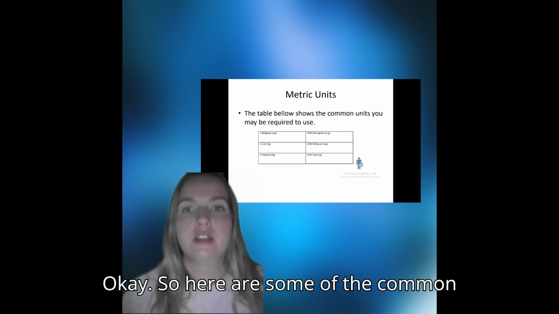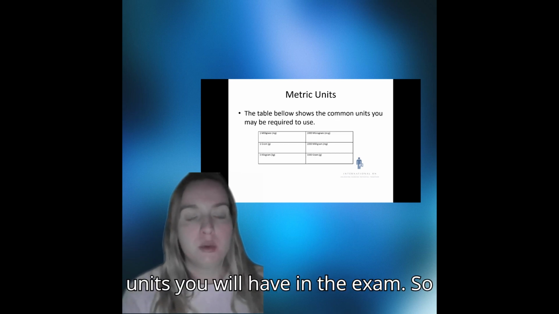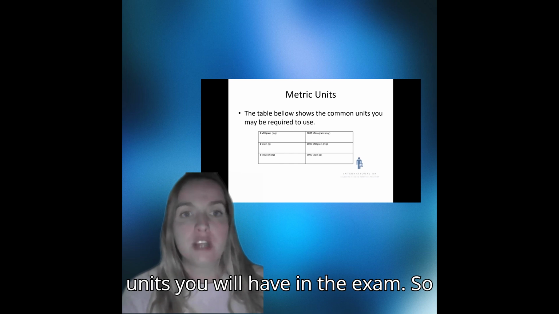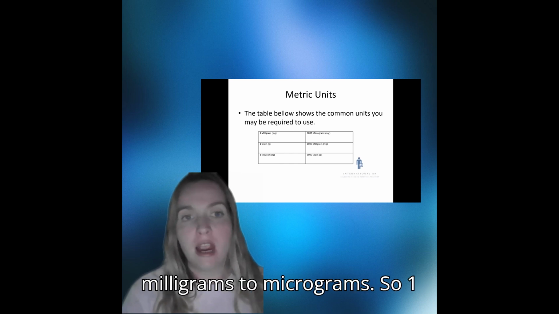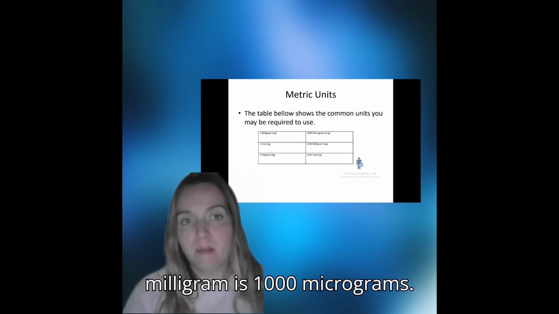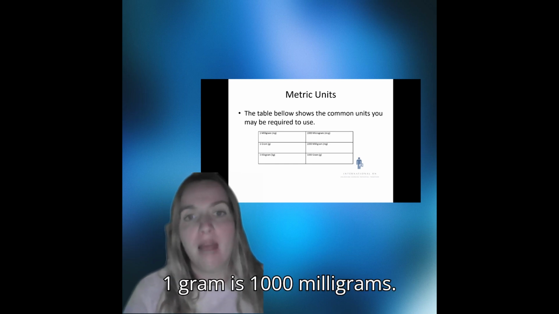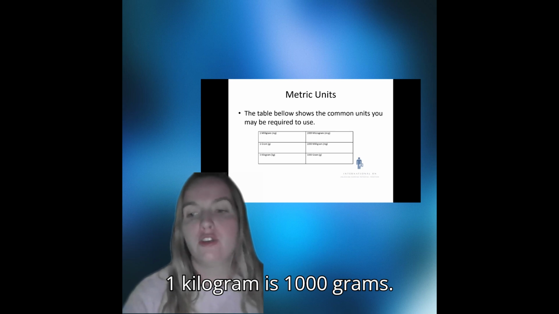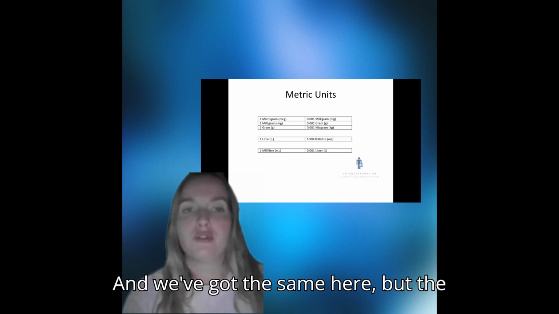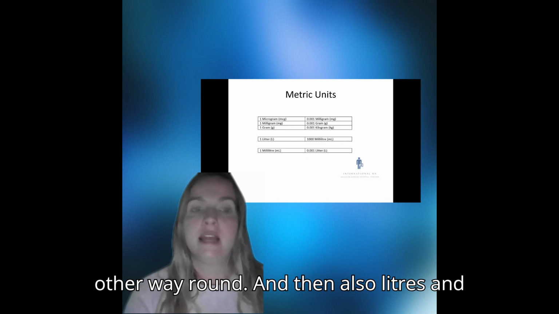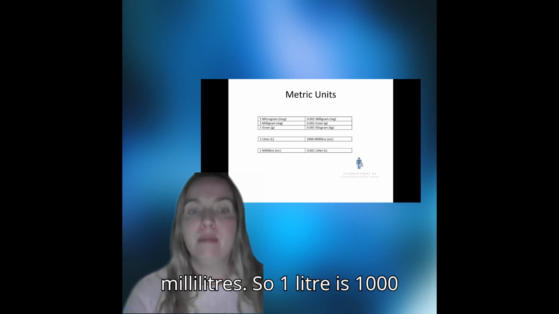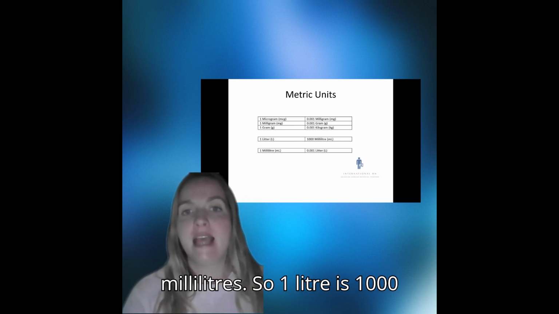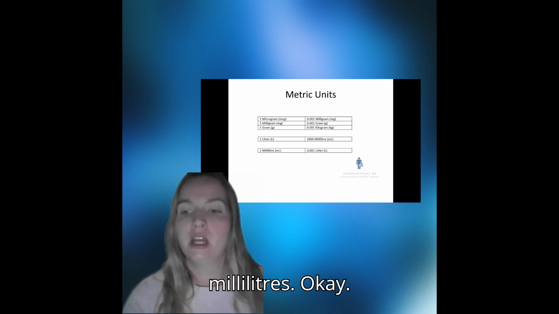Okay, so here are some of the common units you will have in the exam. So milligrams to micrograms. So 1 milligram is 1,000 micrograms. 1 gram is 1,000 milligrams. 1 kilogram is 1,000 grams. And we've got the same here, but the other way round. And then also litres and milliliters. So 1 litre is 1,000 milliliters.